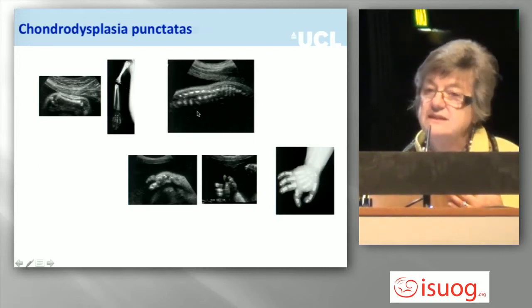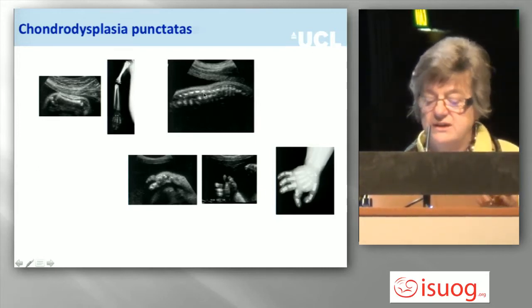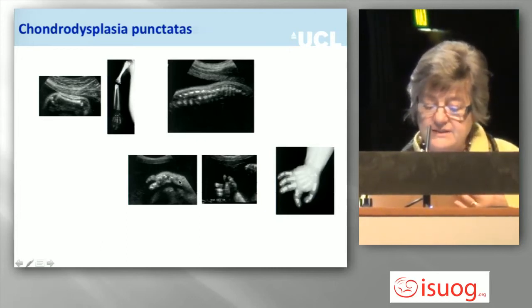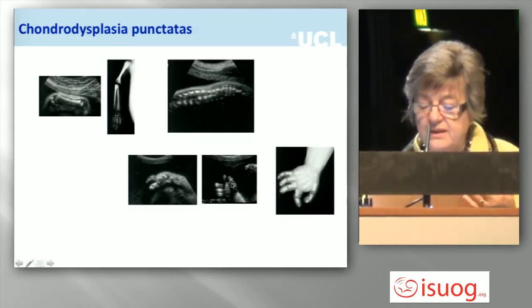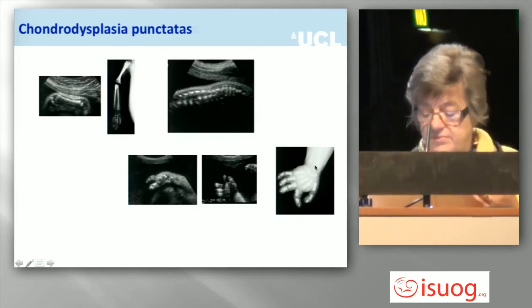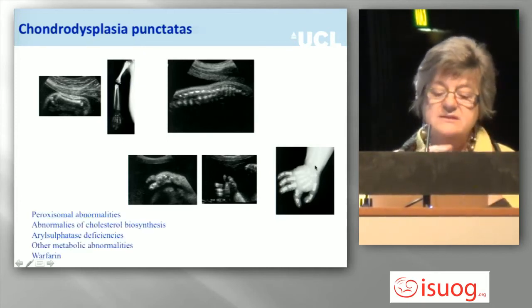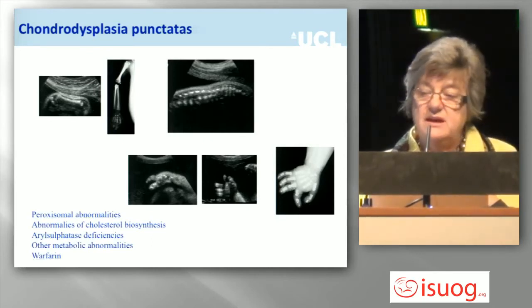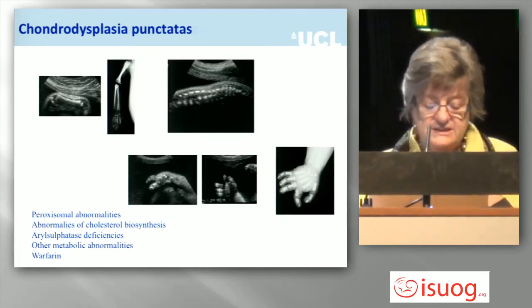The spines, as I explained earlier, can often look disorganized, and they're disorganized because of the extra calcification. In this case here, you can see extra calcification in the hand here, and you can see it here and here. These are serious conditions. Most have a metabolic etiology, and there's a variety of different metabolic etiologies.